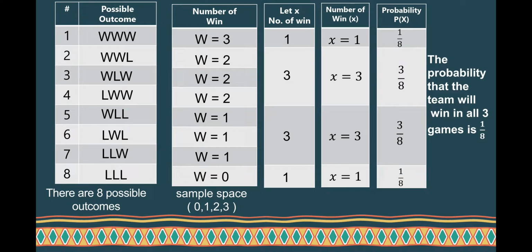So therefore, the probability that the team will win all 3 games is 1 over 8. Now, let's try to find the sum of all the probabilities. That is adding 1/8 plus 3/8 plus 3/8 plus 1/8, and that is equal to 8 over 8 or equal to 1. So therefore, the sum of all probabilities is equal to 1.